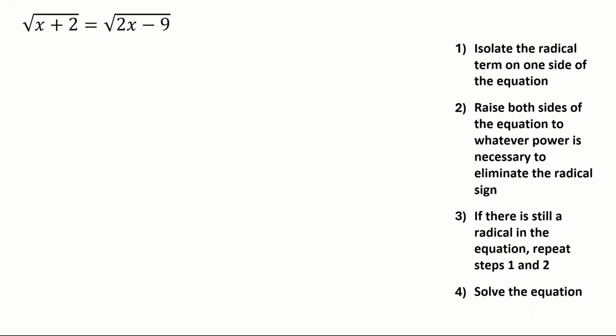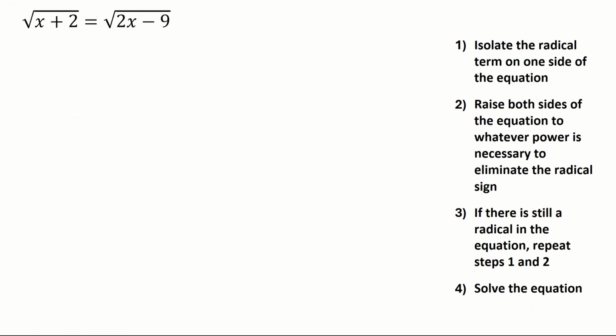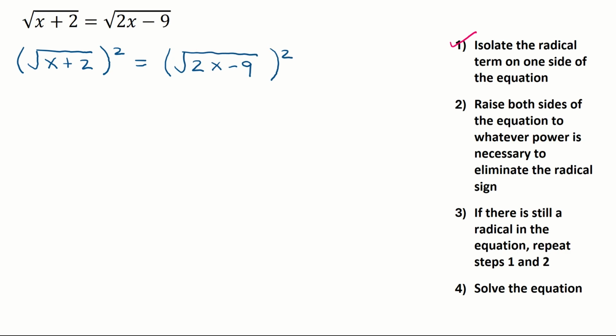In our next example here, we actually have two radicals, and it works the exact same way. So the radicals are isolated. There's one on each side. Awesome. We're going to raise both sides of the equation to the power of 2. And that's just going to get rid of these radicals. So the square root of x plus 2, squared, is equal to the square root of 2x minus 9, squared. So squaring a radical is going to get rid of it. We have x plus 2 is equal to 2x minus 9.